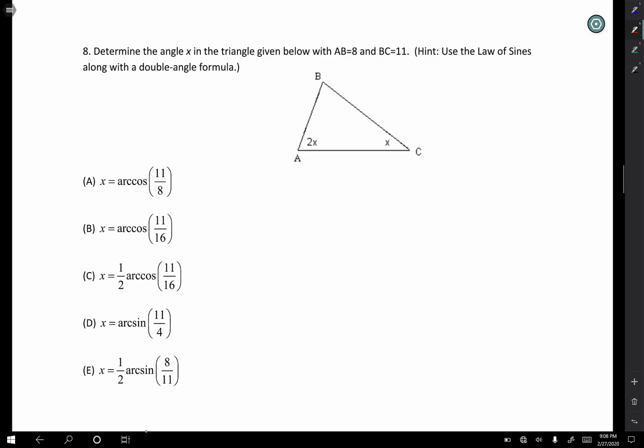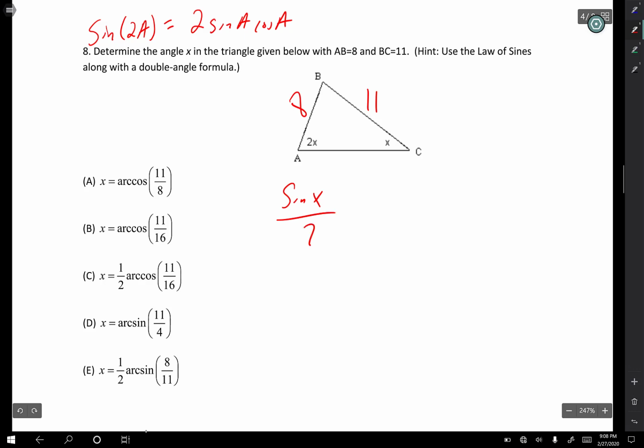The next one says determine the angle X in the triangle given below, with AB is 8 and BC is 11. It says to use the law of sines and a double angle. Remember the double angle formula: sine of 2A is equal to 2 sine A cosine A. We're going to use that. Sine X over 8 is equal to sine 2X over 11. When I cross multiply, I get 11 sine X equals 8 sine 2X.